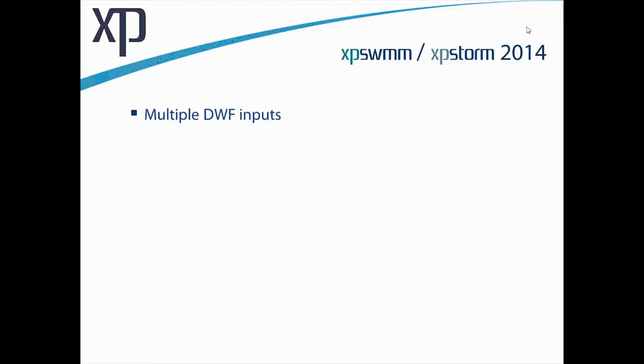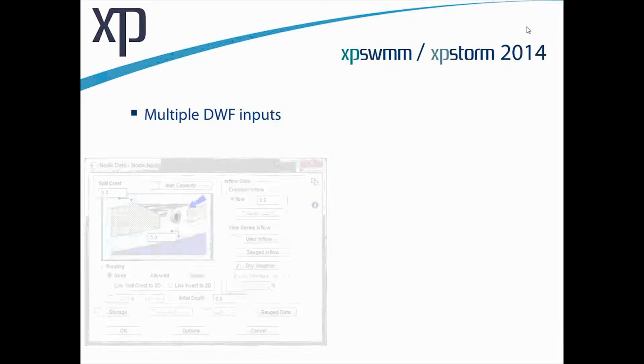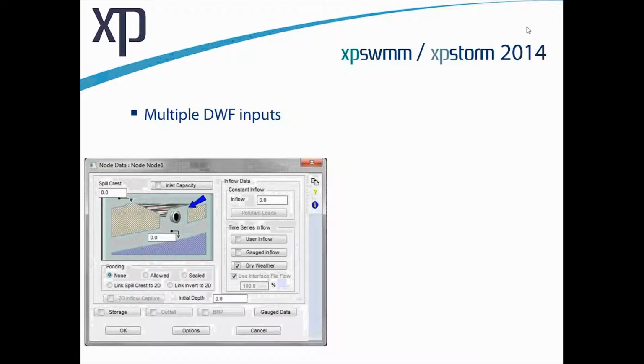Importantly, we've also made an update to the way you can enter dry weather flows into your sewer models. Previously we were able to have multiple dry weather flows only with a series of workarounds. So in 2013 it was only possible to have one. Now it's possible to have multiple dry weather flows, and this is a really nice feature to allow you to model per land use or based on other socio-economic reasons that would require you to need multiple flows.